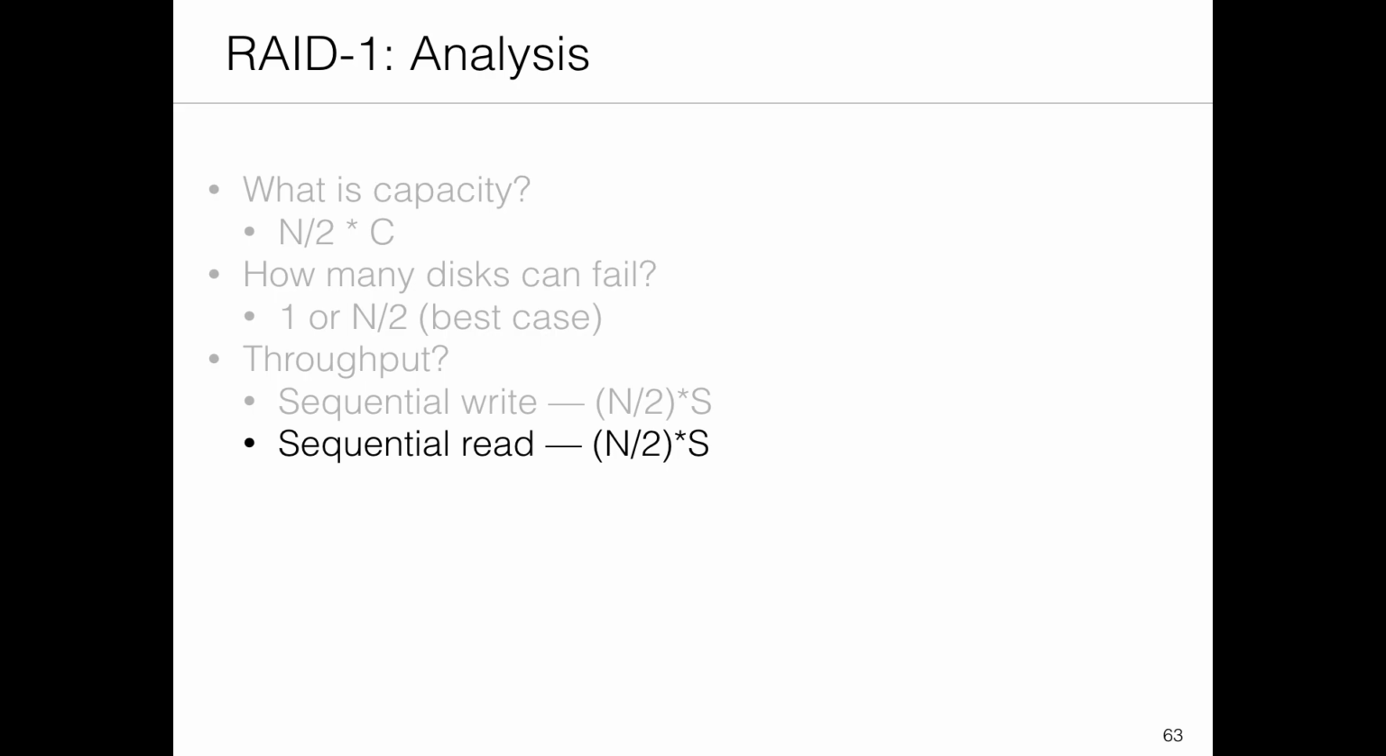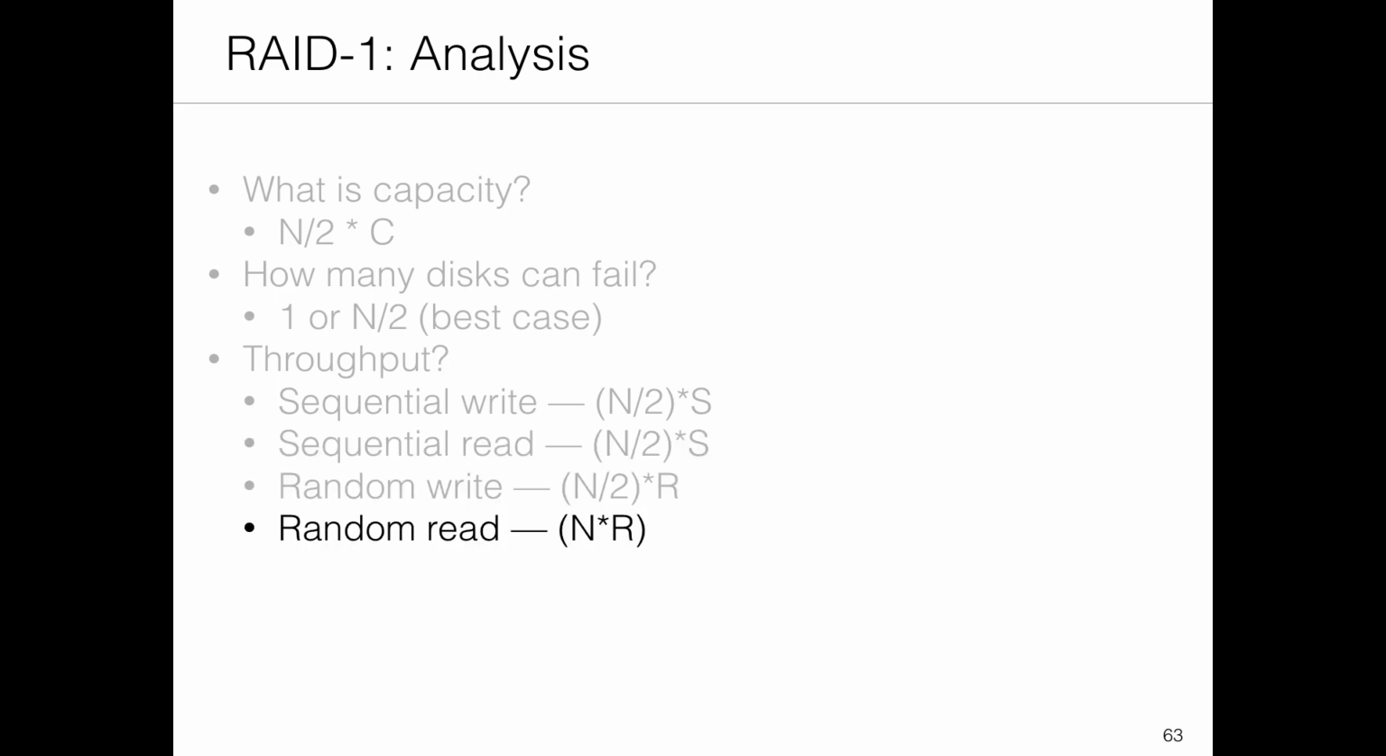What about random write and random read? Why is random read n into r? Because you can read it from the copy and the disk. So, does everyone understand this? Sequential read was n by 2 into s, whereas a random read is n into r. Why is the difference? What is the difference between sequential and random?